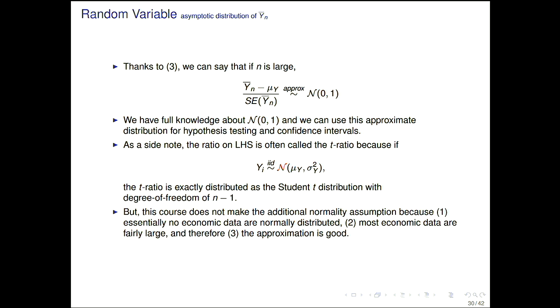Without this normality assumption, we cannot say that this ratio is distributed as some t distribution. One good thing is, regardless of the underlying distribution, this ratio is approximately distributed as the standard normal distribution. Therefore, this result is so powerful. Even when we don't know anything about the underlying distribution, we can still use the standard normal distribution for our statistical inference. So this is really powerful.